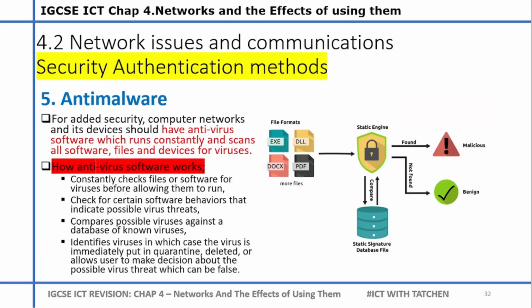Now, another security authentication method we look at is anti-malware. For added security, a computer network and its devices should have antivirus software, which runs constantly and scans all software, files, and devices for viruses. It's important for you to understand how an antivirus or anti-malware actually works. What they do is constantly check files or software for viruses before allowing them to run.